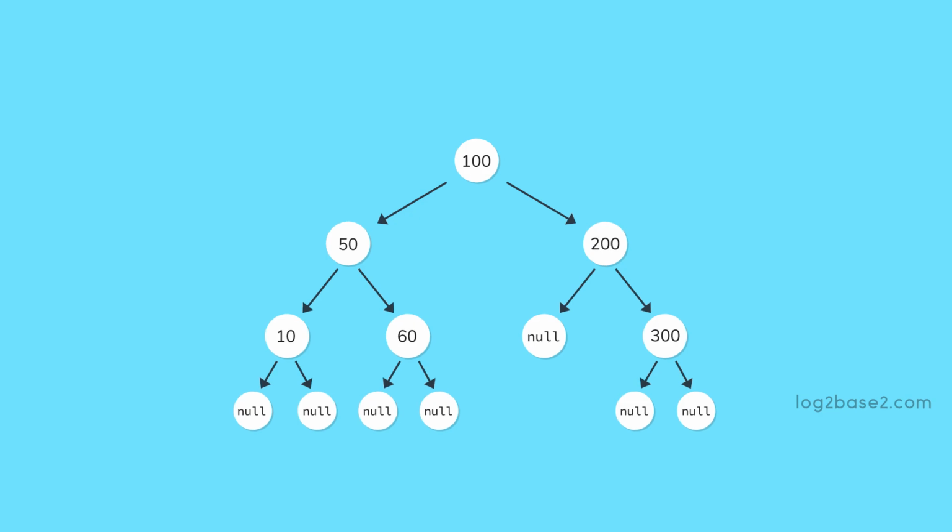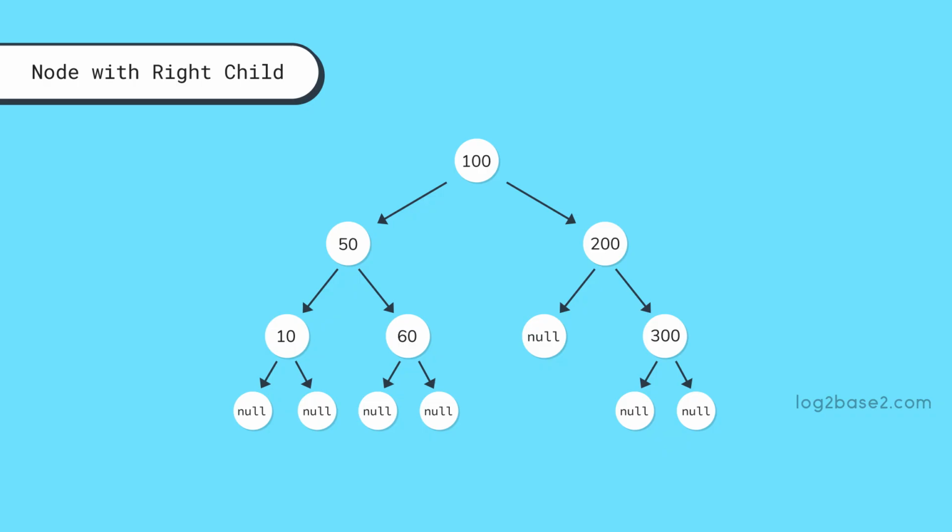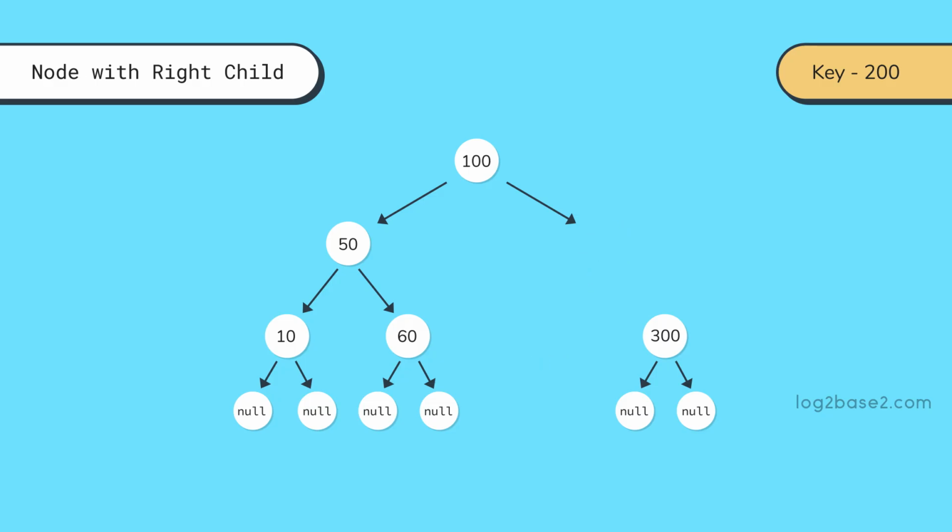The second case is when we have to delete a node with a single child. Then we can delete that node and its child takes its position. That is, if the node to be deleted has only a right child, delete that node and its right child takes its position. For example, let us delete the node 200. It has only a right child, which is 300. So delete 200 and its child 300 takes 200's position.